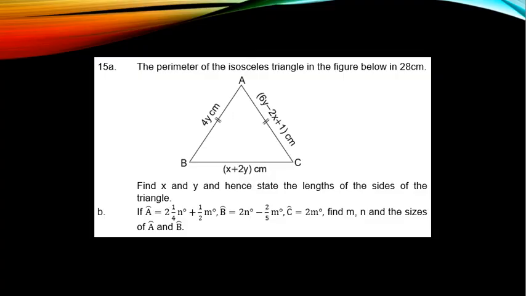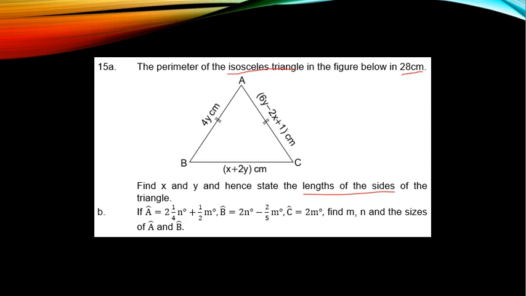Example 15. It has two parts, A and B. So let's start by looking at the first part. The perimeter of the isosceles triangle in the figure below is 28 centimeters. So you can see the triangle ABC. The sides are 4y, 6y minus 2s plus 1, s plus 2y. So find s and y and hence state the lengths of the sides. You have to get s and y first.